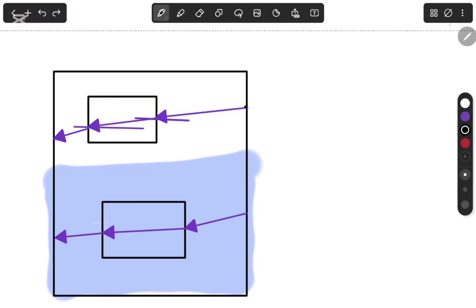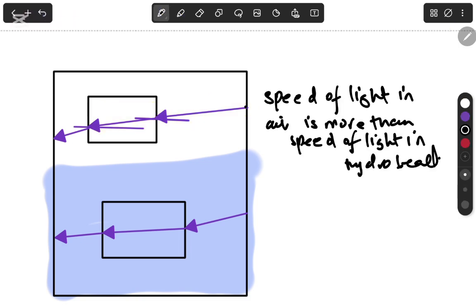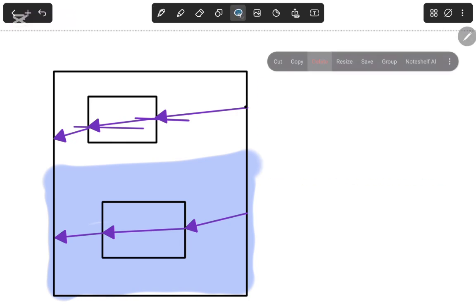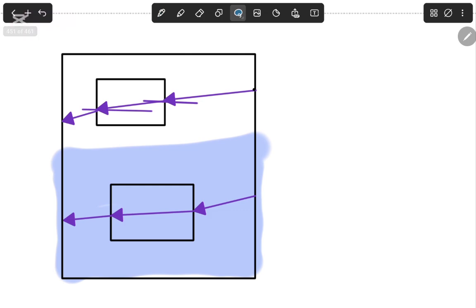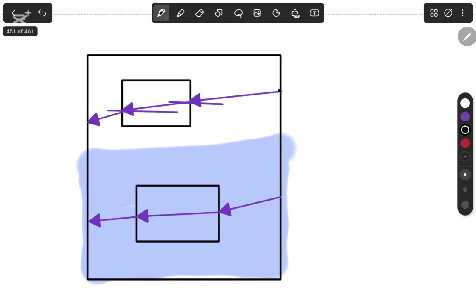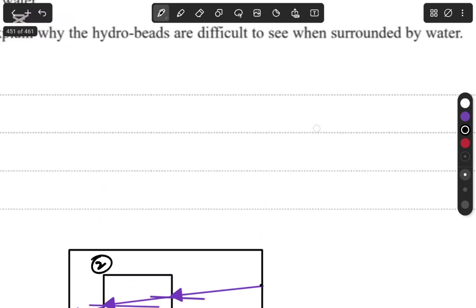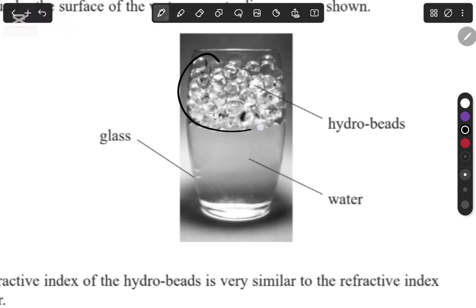The reason this happens? Well, that's because the speed of light in air is more than the speed of light in the hydro bead. It's because the hydro bead is optically more dense than air. So because of that, we have the refraction occurring over here. Now, let's look at the example below. Okay, now let me clarify one thing about this as well. Because of this refraction happening, that's the reason why your hydro beads can be seen.